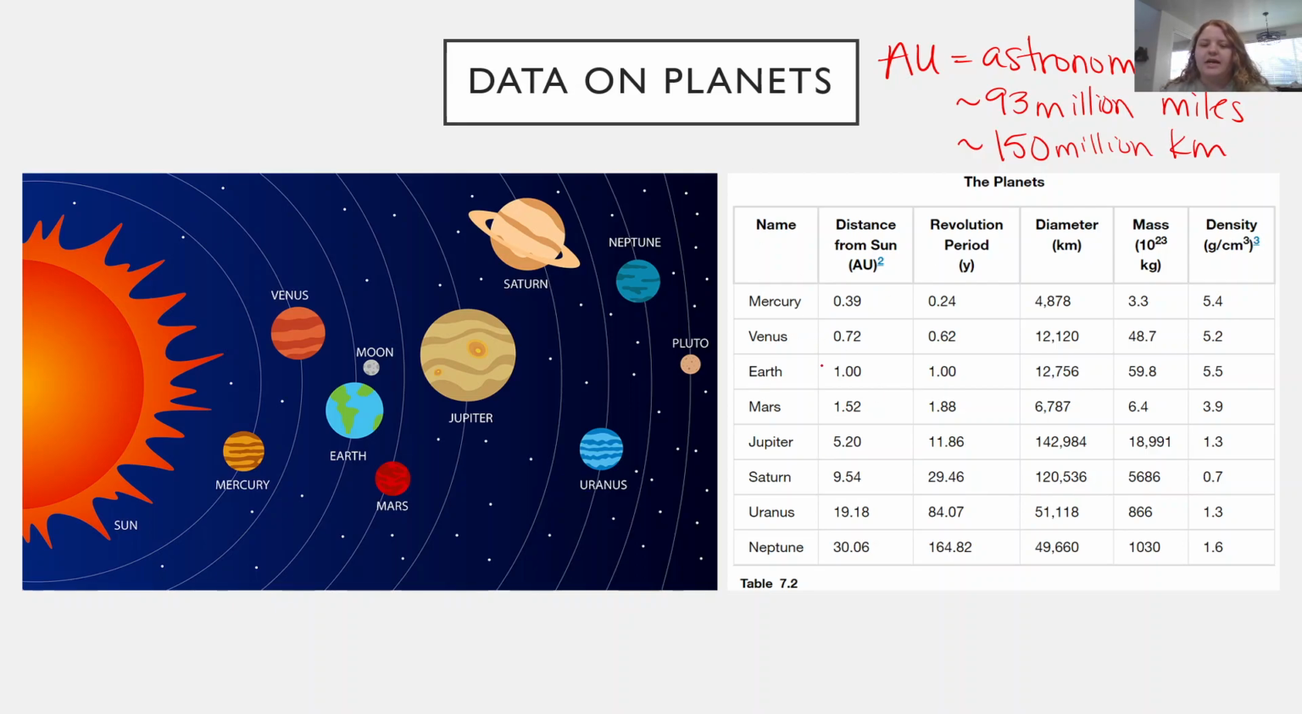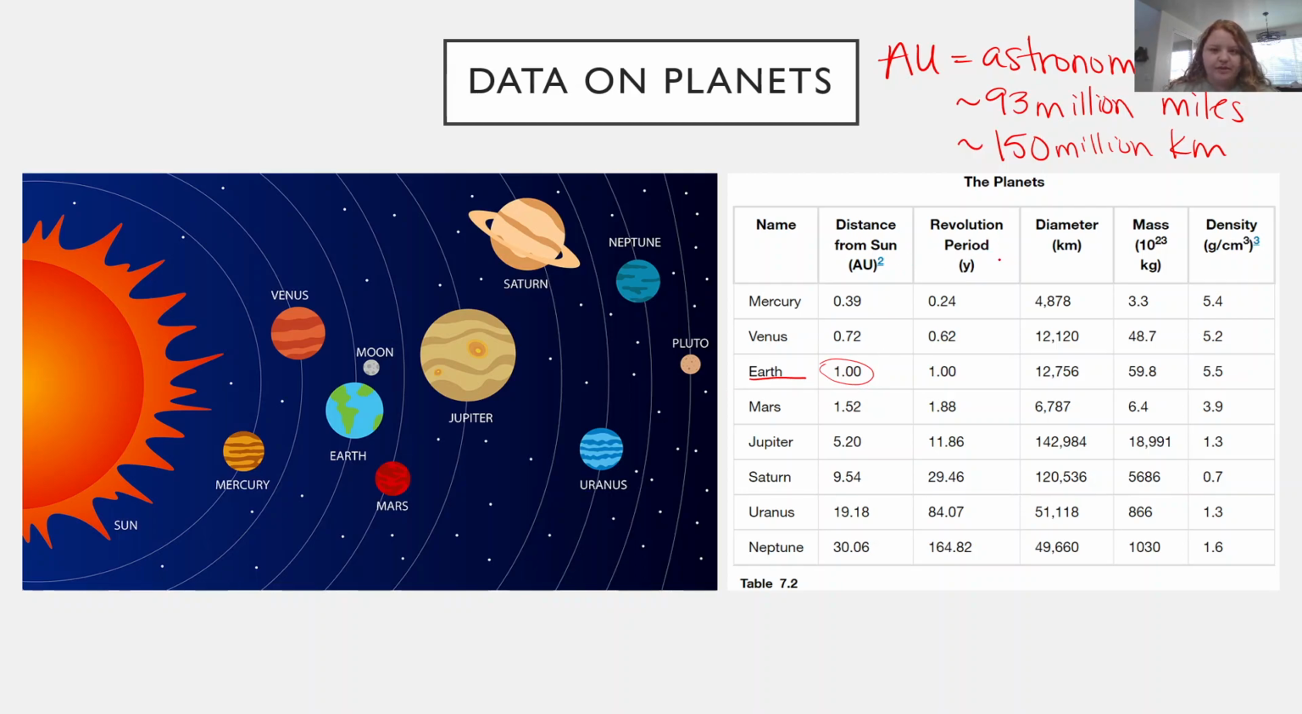Okay, and that is the distance from Earth to the sun. So notice that the Earth's distance from the sun says 1 AU, 1 astronomical unit. So that is going to be that 93 million miles here, okay? So we have the distance from the sun.